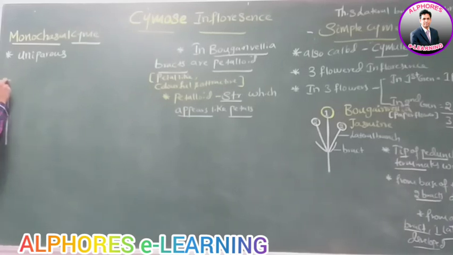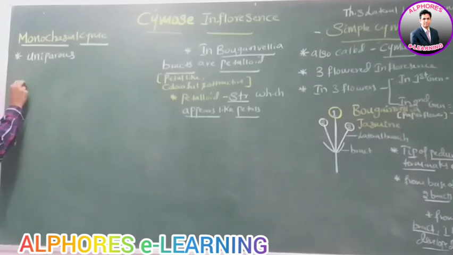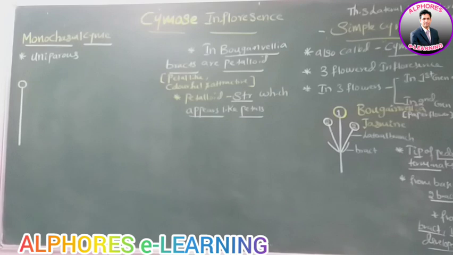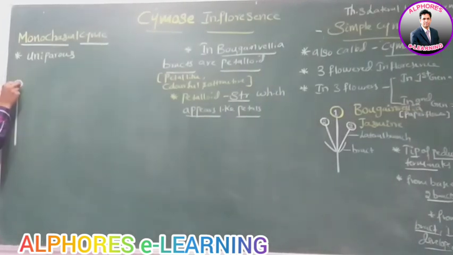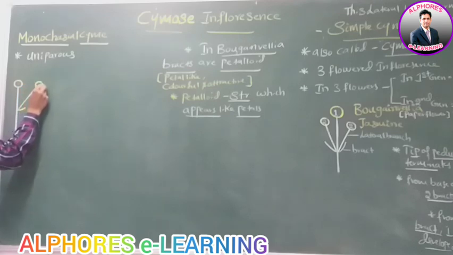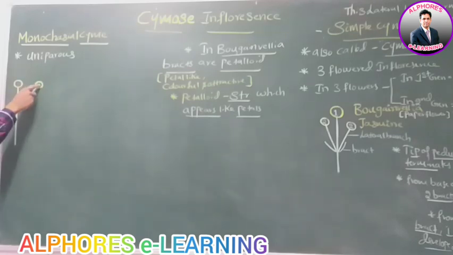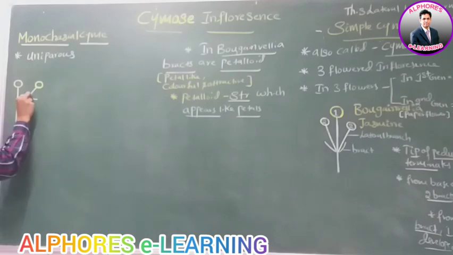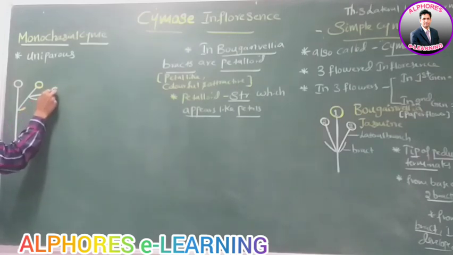Sir, the tip of the peduncle has terminated with a flower. Okay, right? Sir, from the base of this flower, how many bracts are developed? One bract. From the axil of this bract, how many lateral branches? One lateral branch. This lateral branch has again terminated with what, sir? A flower. Again, from the base of this flower, how many bracts? One bract. From the axil of this bract, one lateral branch, which has terminated with a flower.